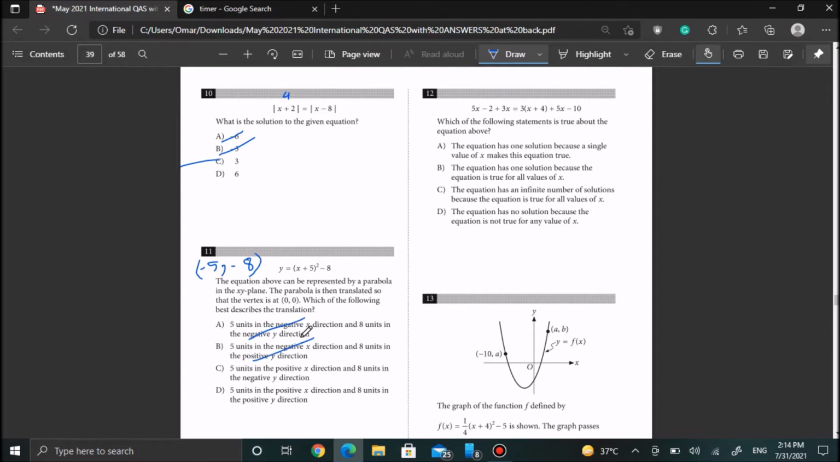So A and B are out. From negative 5 to 0, that's in the positive direction. In both cases, it's positive. Here he's telling you negative y direction, so this is wrong, so the answer is D.